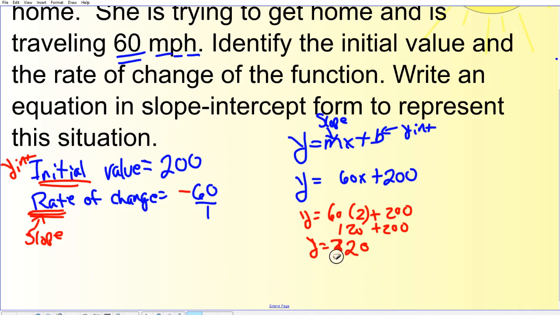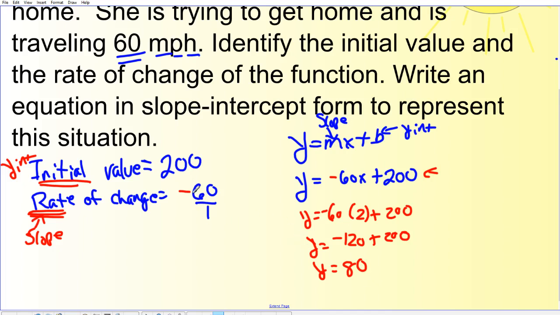Okay? Now, because the distance away from home, this is how far she is from home. Because that number is going down every hour, that means our slope should be negative. Her distance from home is decreasing over time. It's going down. So if I throw in a negative in here, now if she's been driving for 2 hours, this would give me negative 120 plus 200. That means she's now only 80 miles from home. That makes a lot more sense. She's now much closer to home than she was.